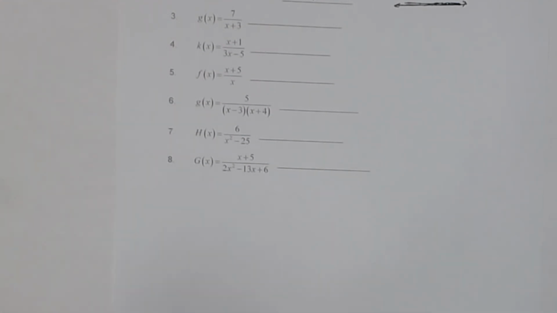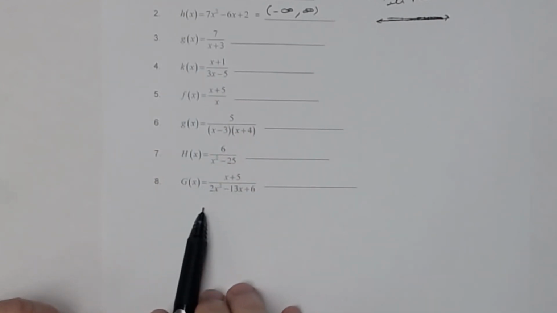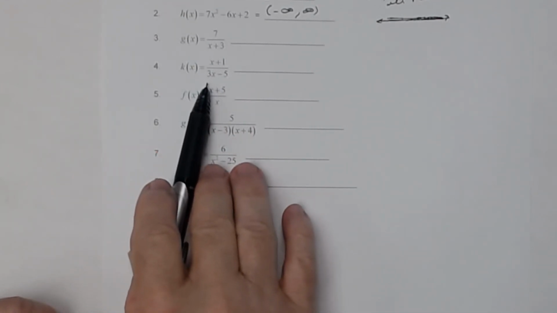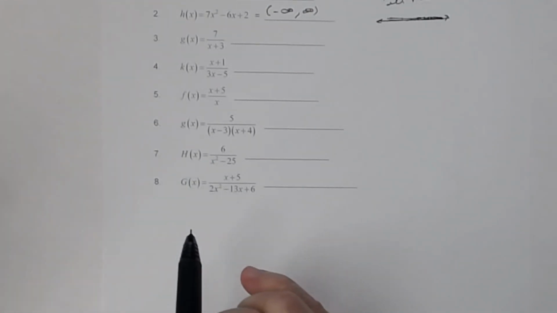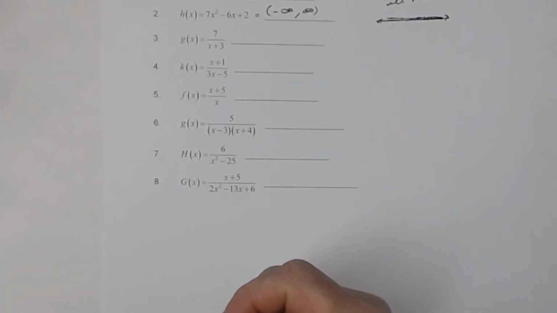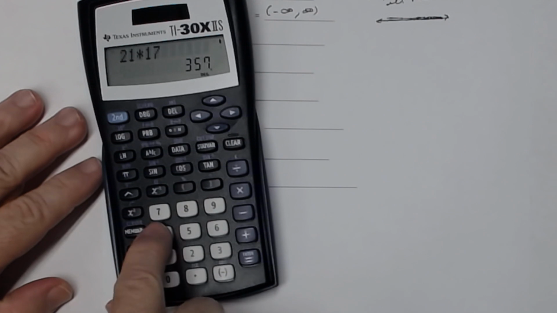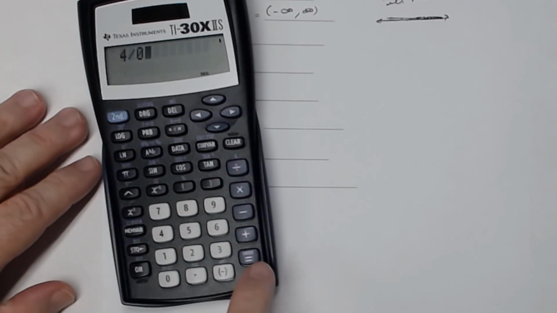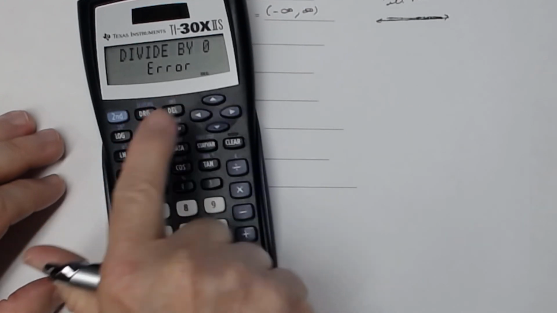Now, number 3 through, I think the rest of them, yes, number 3 through number 8, all of those are rational functions. And remember, when you dealt with a fraction in the past, you could never divide by 0. So that's one of the things that you remember about 0. So for example, if you take your calculator and you say 4 divided by 0 and you press equal, you're going to get an error. So you cannot divide by 0.